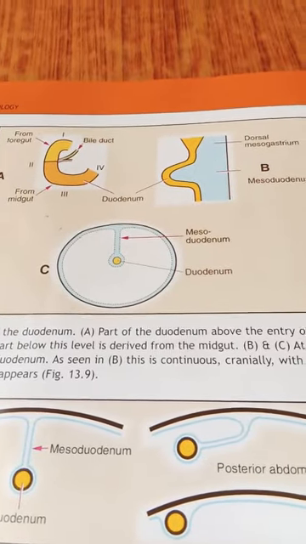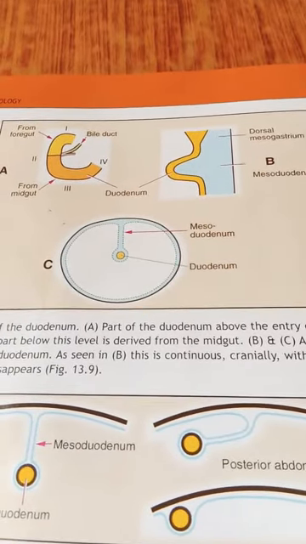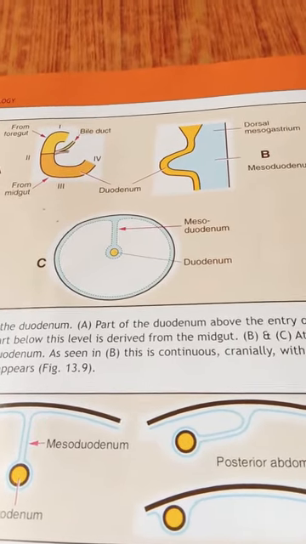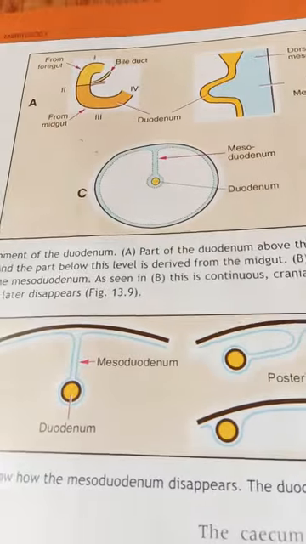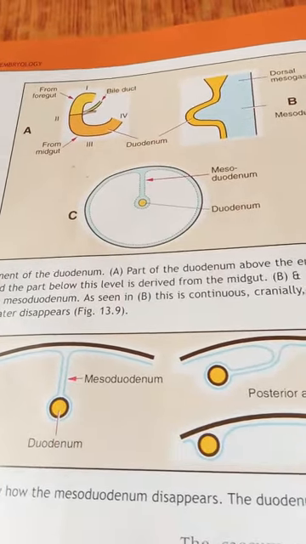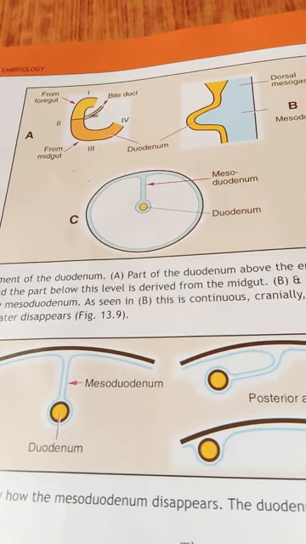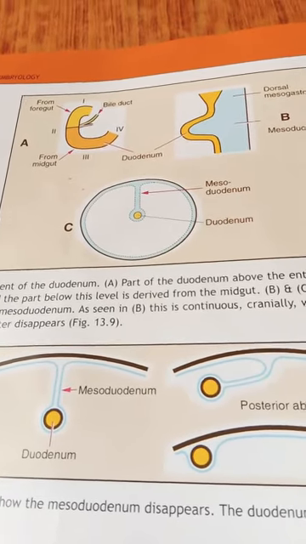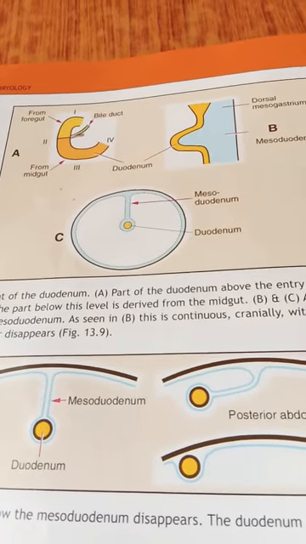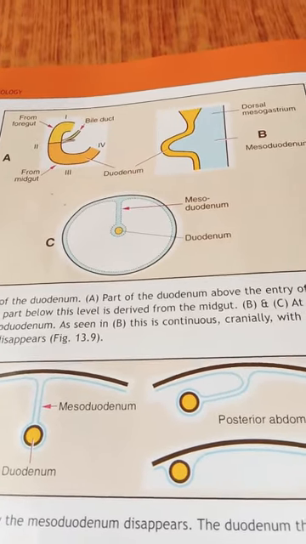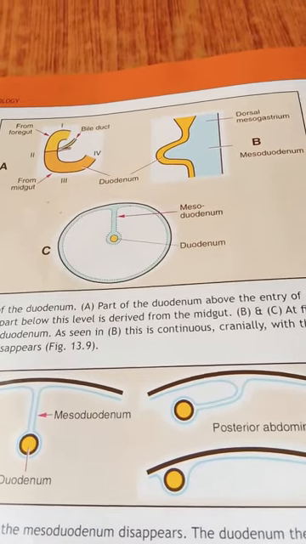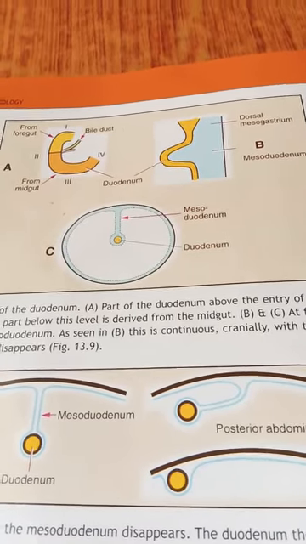And next, the mesoduodenum persists in relation to the small part of the duodenum adjacent to the pylorus. In a radiograph, this is seen as the duodenal cap. You can see it is like a cap, the duodenal cap. It is mainly present adjacent to the pylorus of our stomach. The proximal part of the duodenum is supplied by the celiac artery and the distal part is supplied by the superior mesenteric artery, because the proximal part is from the foregut and the distal part is from the midgut.